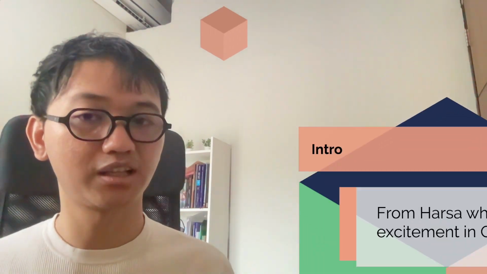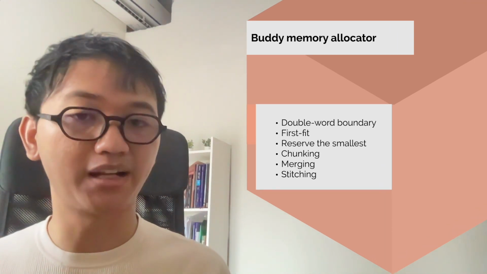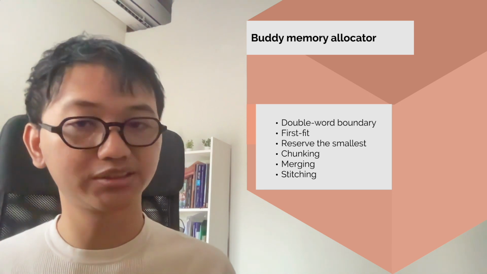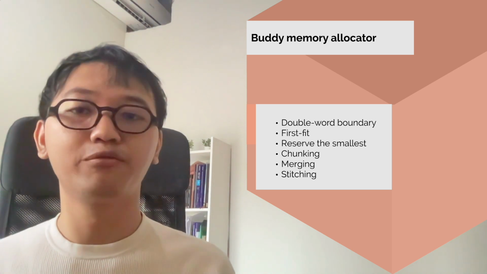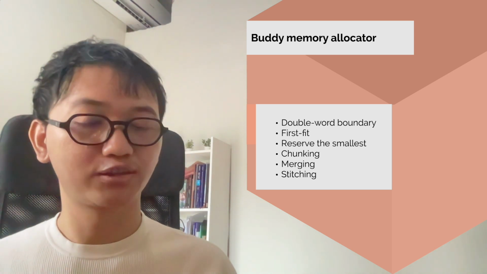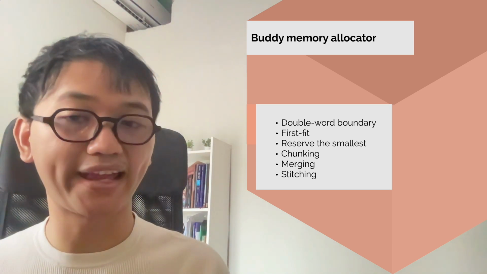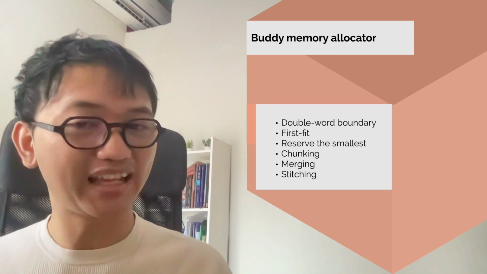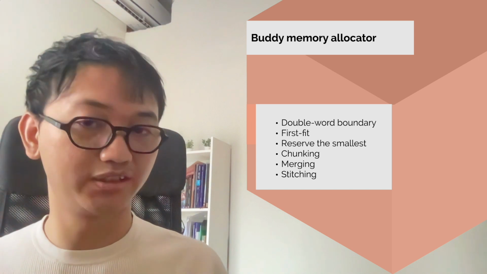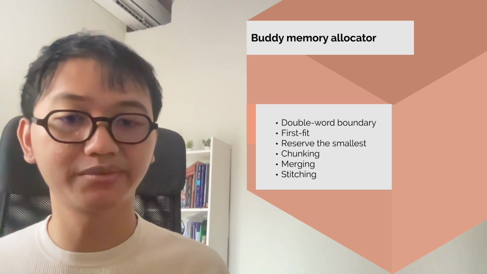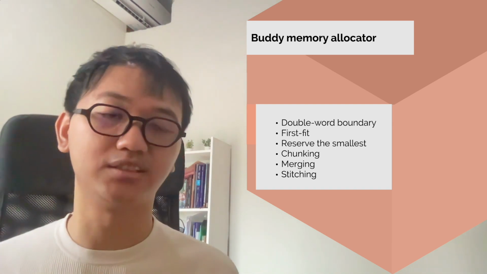Then let's talk about memory briefly. Our memory allocator respects double word boundary and it tries the first possible block that is available. But we also want to reserve the smallest possible block as well. So in a way, it's a combination of first fit and best fit. To make that work, we may perform 3 different algorithms on any given block. Those are chunking, merging, and stitching, which we will showcase in more detail later on.